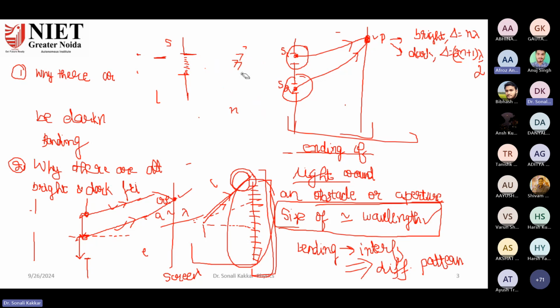Why is even not needed for bright, I mean delta? Yes, I'll explain this again. I've already told you, but I'll explain again. Suppose the path difference between the rays is n lambda. So it can be lambda, 2 lambda, 3 lambda, not even, any integer multiple of lambda.